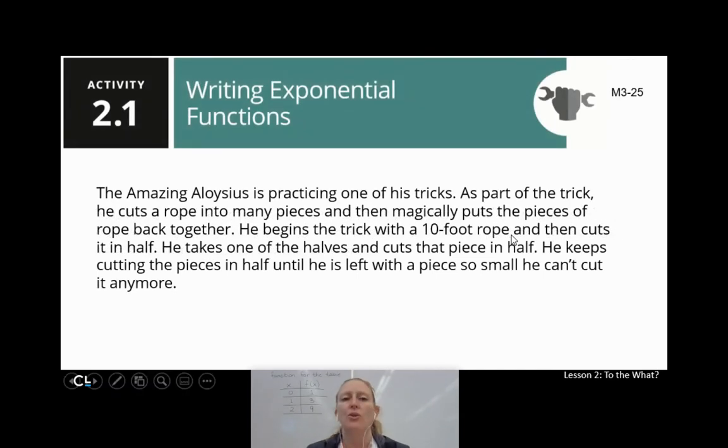So let's start off with the amazing Aloysius. He's practicing one of his tricks, and as part of the trick, he cuts a rope into many pieces and then magically puts the pieces of rope back together. He begins the trick with a 10-foot rope and then cuts it in half. He takes one of the halves and then cuts that piece in half. He keeps cutting the pieces in half until he's left with a piece so small he can't cut it anymore.